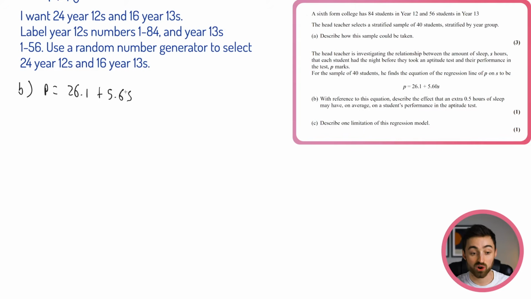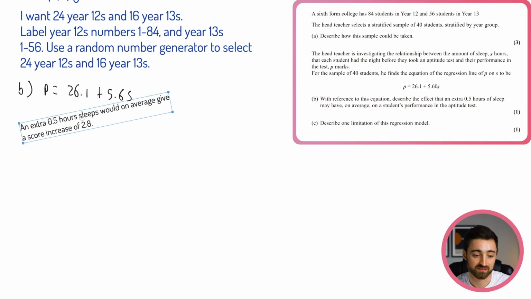aptitude test. So if S goes up by 0.5, it's going to be what? Half of that, which is what? 2.8? So essentially, I would probably say that an extra 0.5 hours sleep would, on average, give a score increase of 5.6 over 2, which is 2.8. I think that would do the job here.